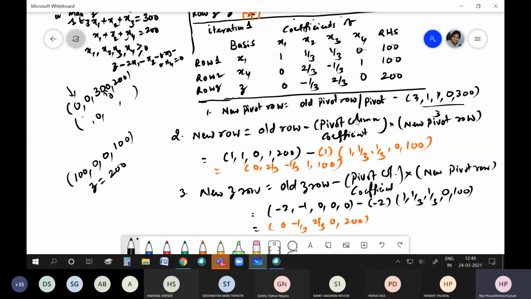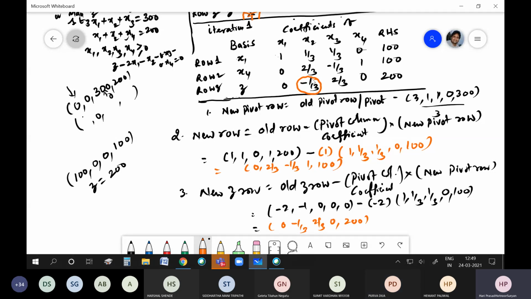Did we reach the maximum, or do we have to do one more iteration? One more. Why? The coefficient of x2 in Z is negative. Even if one of the coefficients in the Z row of the non-basic variables is negative, that means we have still not reached the solution. So minus 1 by 3 is there here. So we have not achieved the solution, and we have to go for one more iteration.